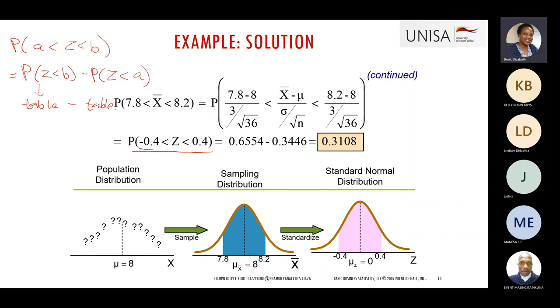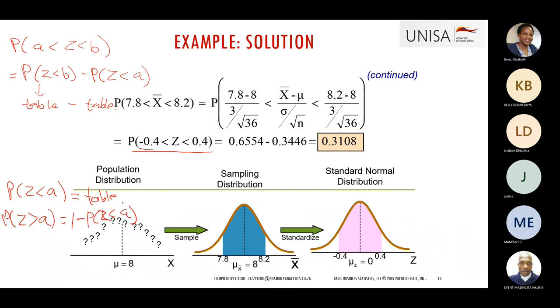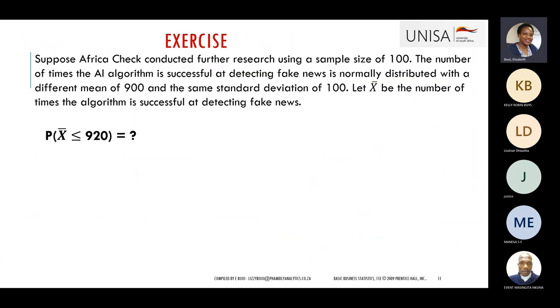So you can be asked as well to find the probability of Z less than a value. You know that when we find the probability of Z less than a value, that will be the value we find on the table. If we find the probability of Z greater than a value, remember it's 1 minus the probability of Z less than a value that will be on the table. Okay. So let's do an example.